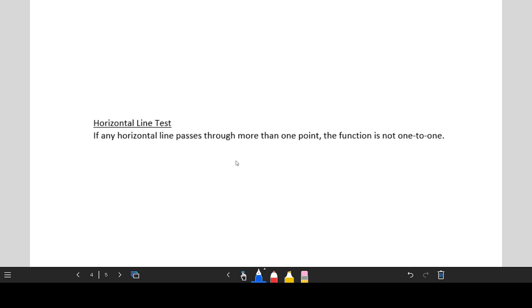It's similar to how we had a vertical line test to determine if a graph represented a function in the first place, right? The vertical line helped us find the duplicate x values, which meant it wasn't a function. The horizontal line is going to help us find duplicate y values, which just means the function is not one-to-one.